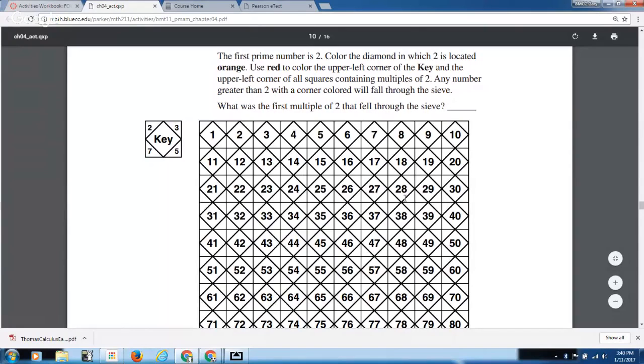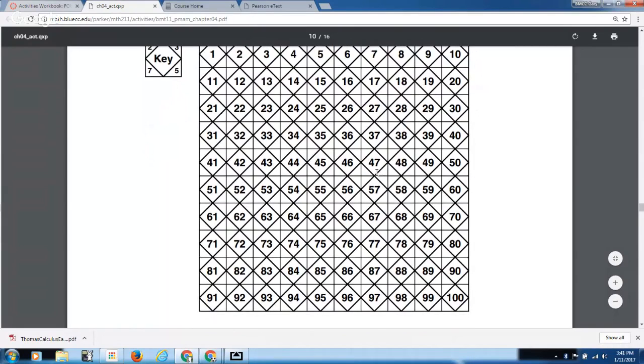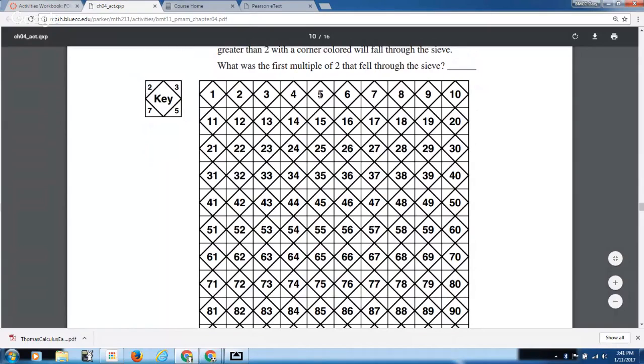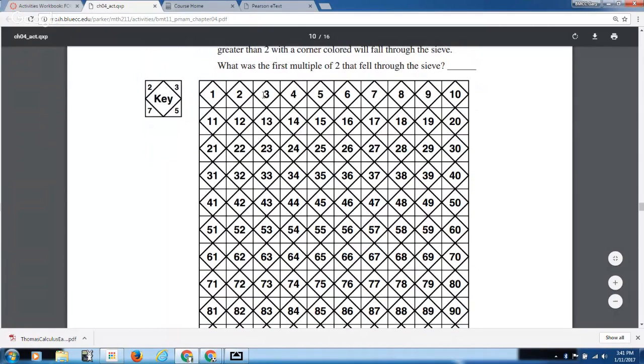And if something gets colored, it falls through the sieve. So a sieve, like a colander, right, you're doing pasta. So we're going to let some numbers fall through. When we're done coloring in things for 2, 3, 5, or 7, any number that does not have a colored corner should be a prime number. So what should be left here are numbers that are prime. And then we'll color them in something else.